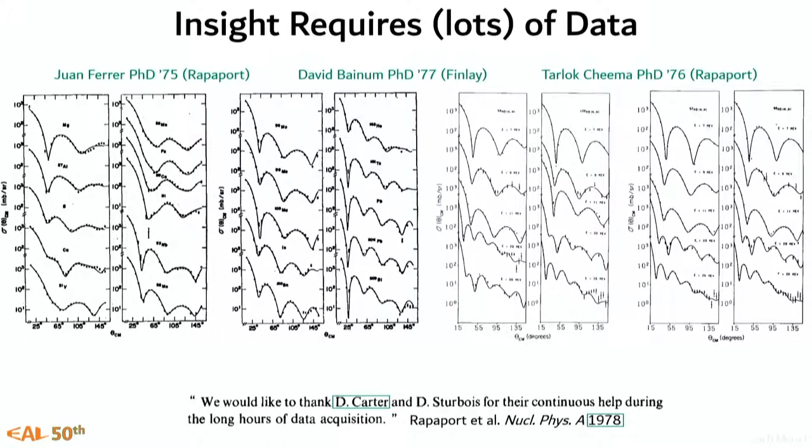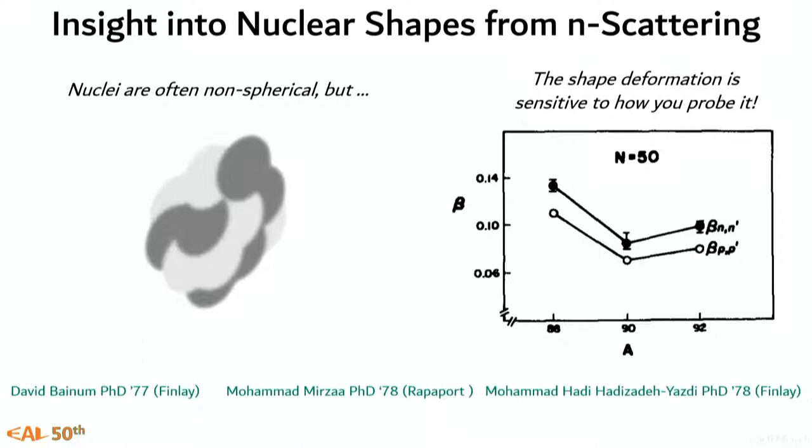Now, the beauty of this neutron scattering tool is it's very general. You don't just study isospin dependence. You can learn many, many things about a nucleus. And over the years, these various neutron scattering measurements have taught us a lot of different things, from basic nuclear physics all the way to nuclear astrophysics and applications, as I'll mention.